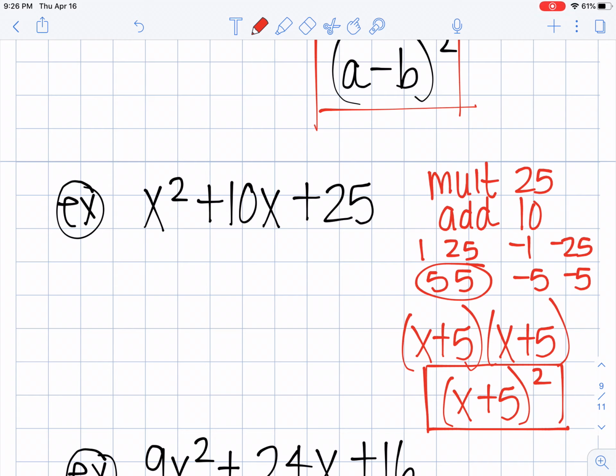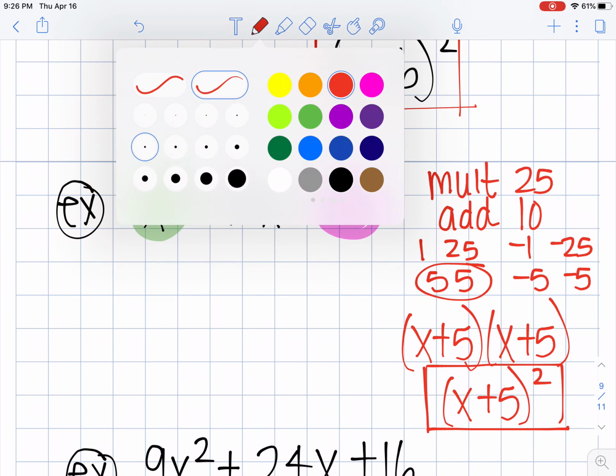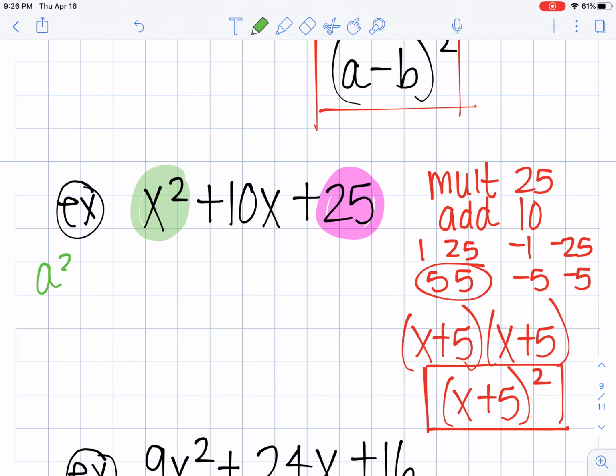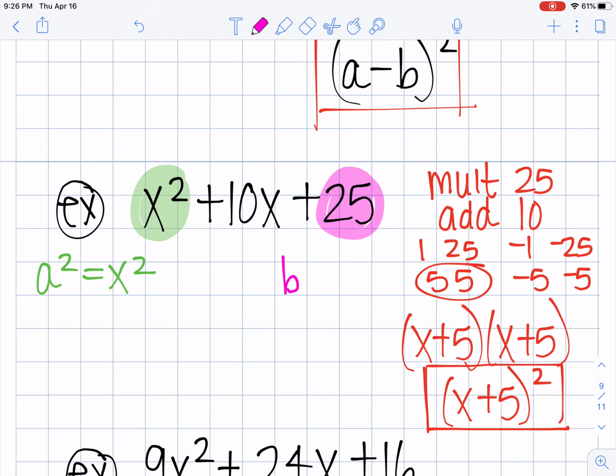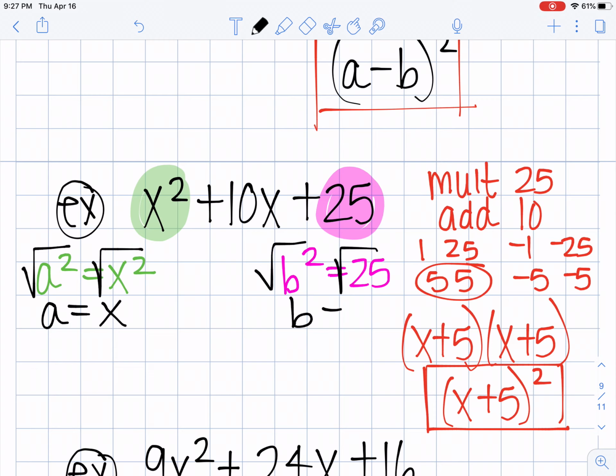So again, I want to solve for my a squared and my b squared. So I'm going to take this value and set it equal to my a squared, and I'm going to take this value and set it equal to my b squared. So I get a squared is equal to x squared, and b squared is equal to 25. I'm going to solve each one of these. Again, I square root to cancel out a squared, so I get my a value is equal to x. And I square root to cancel out b squared, and I get my b value is equal to 5.